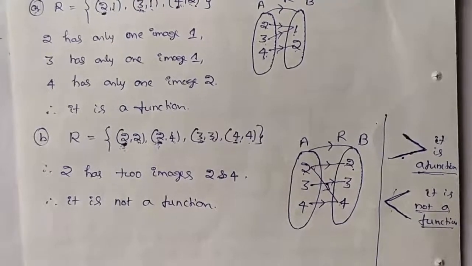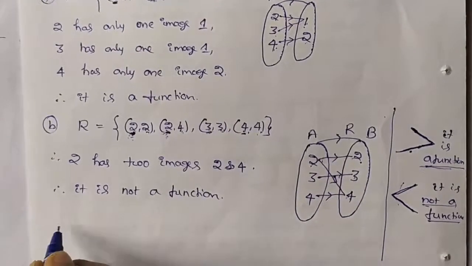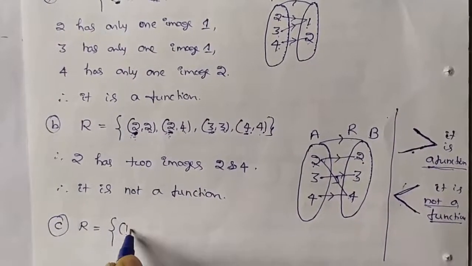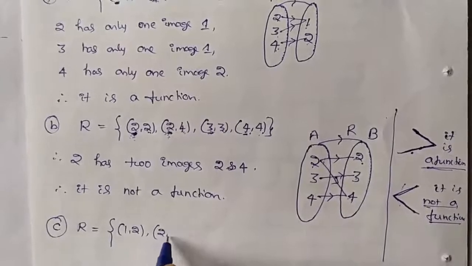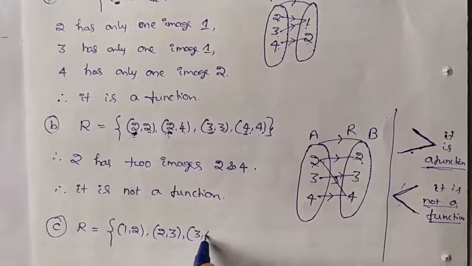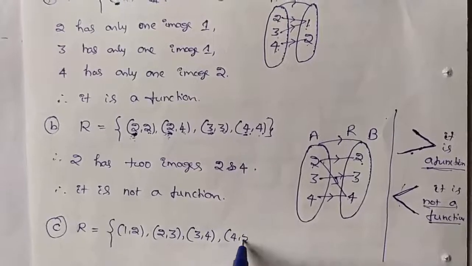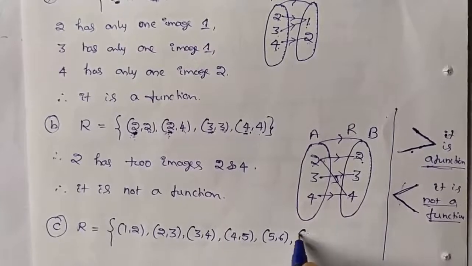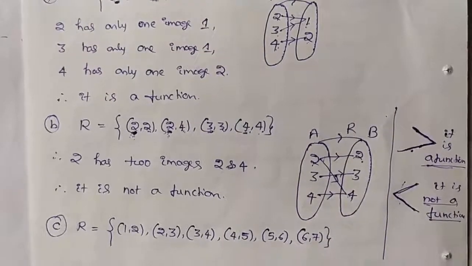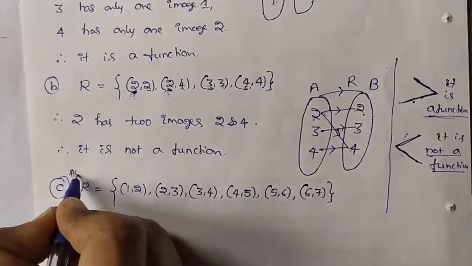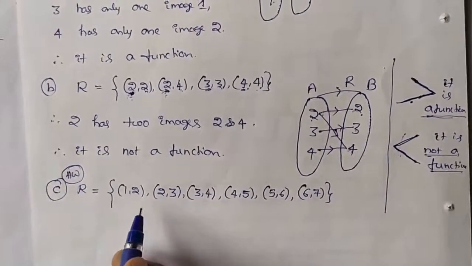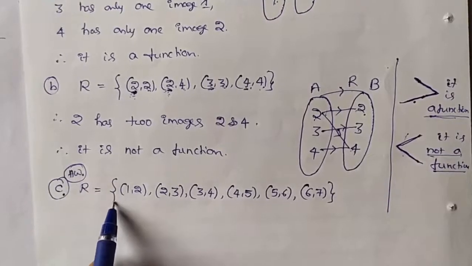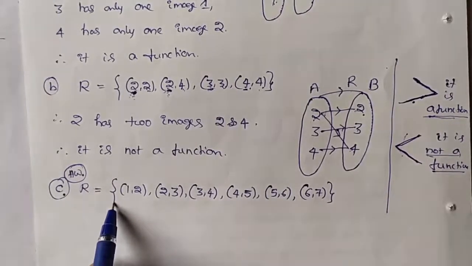Do you understand? Okay, next, third one: relation R equals {(1,2), (2,3), (3,4), (4,5), (5,6), (6,7)}. This question is homework for you. Just verify whether it is a function or not.